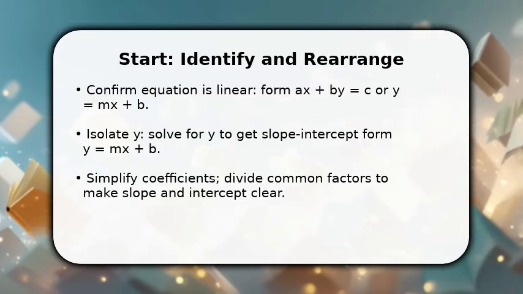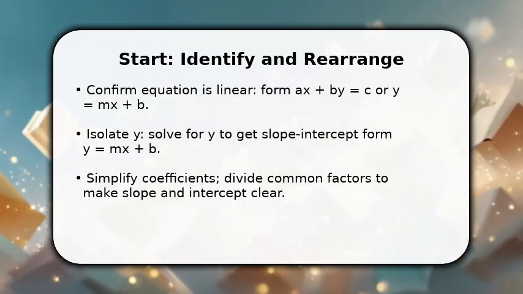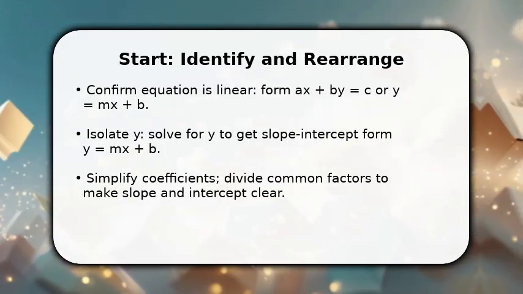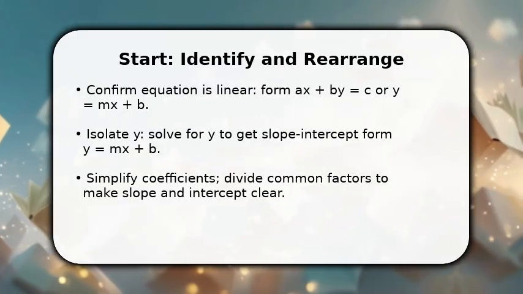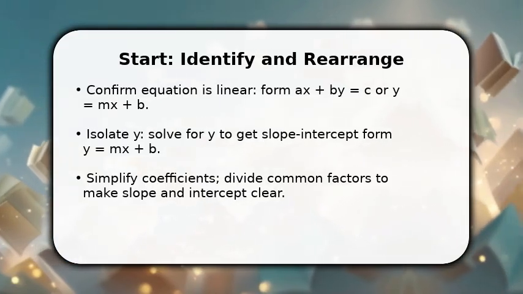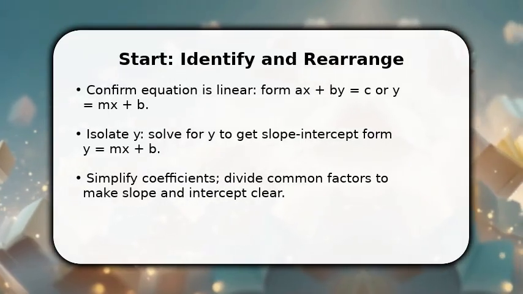You begin by checking the equation type and immediately isolate y so you can graph efficiently. Convert x plus by equals c into y equals mx plus b. This reveals slope m and intercept b, which you need next. Once done, simplify any coefficients so m and b are in lowest terms because simpler numbers reduce plotting mistakes.